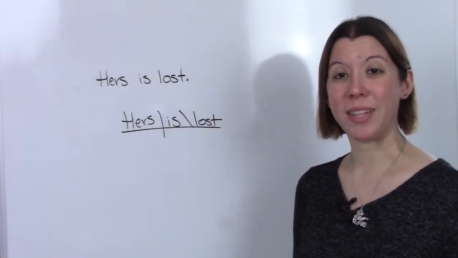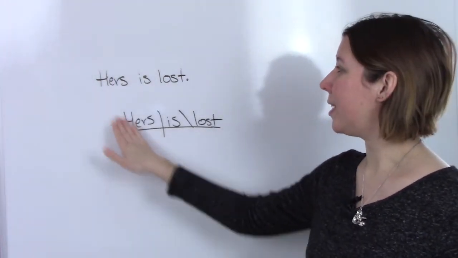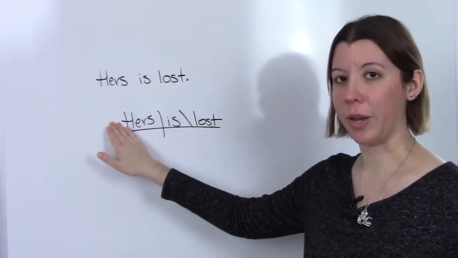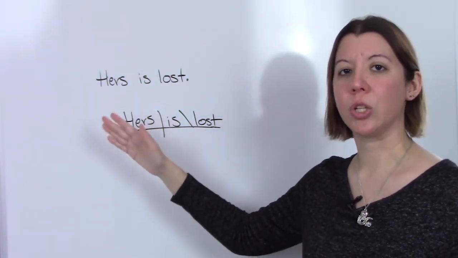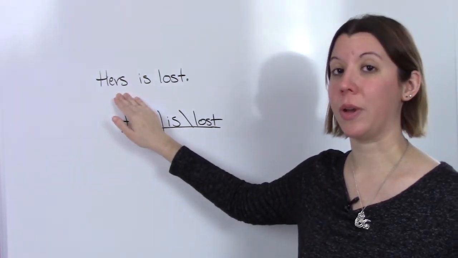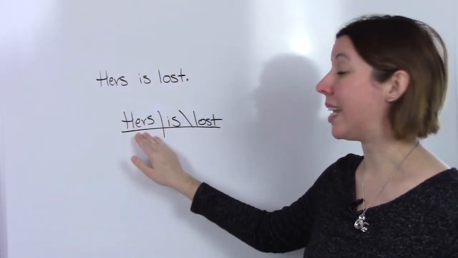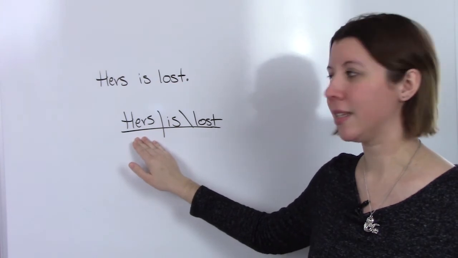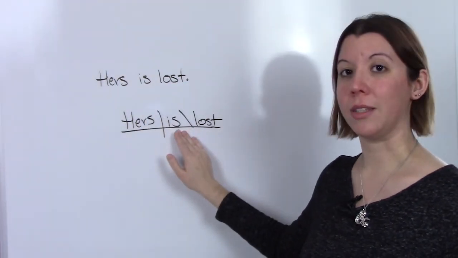All right, let's talk about this diagram for a minute. The subject is a possessive pronoun. So again, I'm less concerned with you knowing that hers is labeled possessive pronoun and more concerned with you knowing that it takes the place of the subject in the sentence. Is, of course, is the verb.